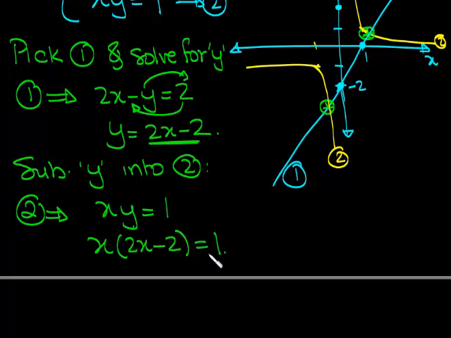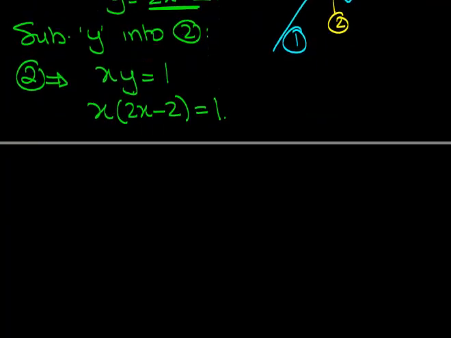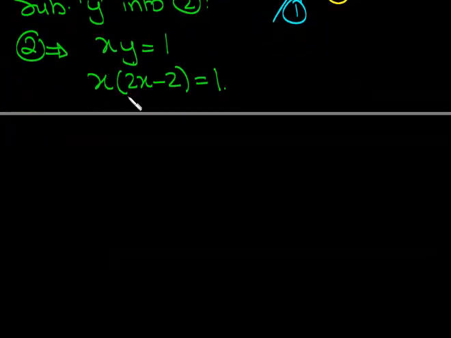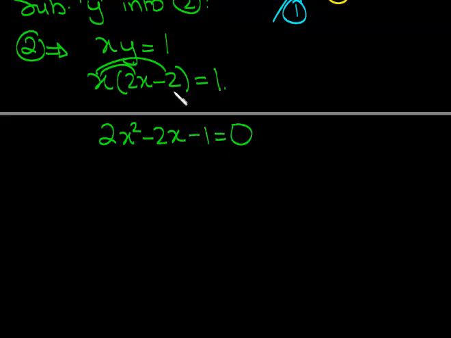Okay. Now the whole idea of substitution was to make it into one equation with one unknown. So we only have one unknown. If I distribute this, I'll get x squared. So we have a quadratic on our hands. So we always want to move everything to one side when we have a quadratic. Okay. So I move the 1 to the left. And this cannot be factored, so we'll have to use the quadratic formula.